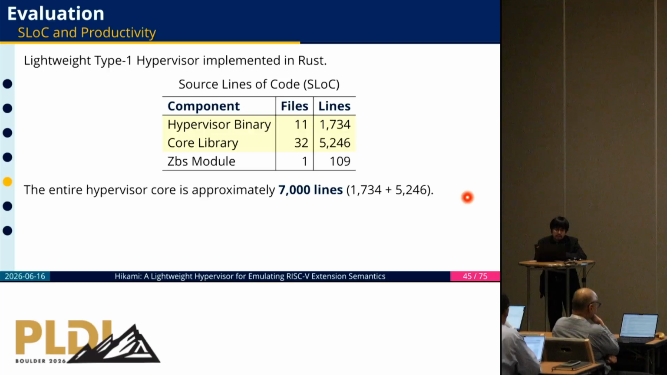Hikami is lightweight with a core of about 7,000 lines of code. More importantly, our auto-generation framework provides a huge productivity gain. In the decoder module, nearly 75% of the code was generated automatically. The developer only had to write 28 lines of isolated semantics logic, which significantly reduces the potential for human error.